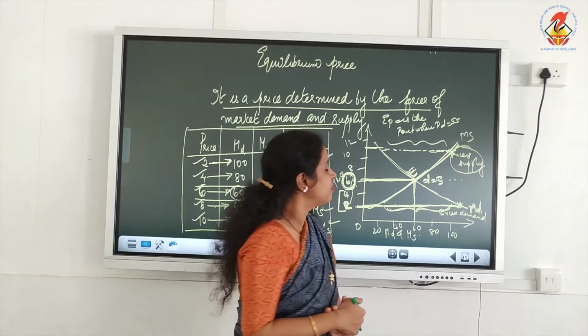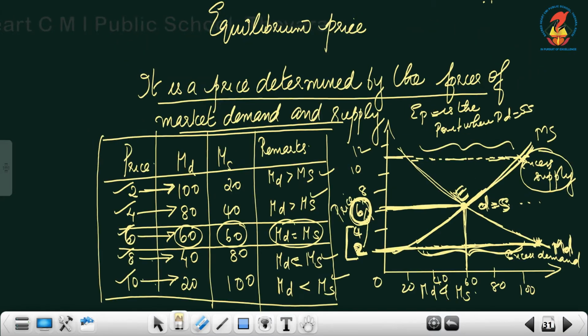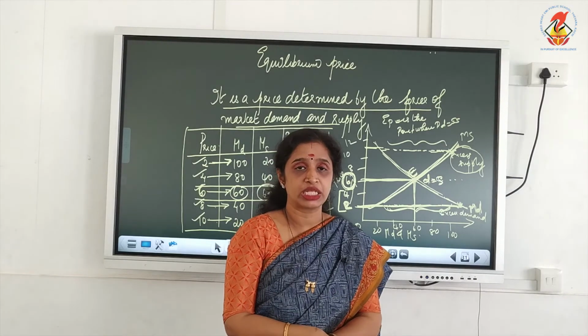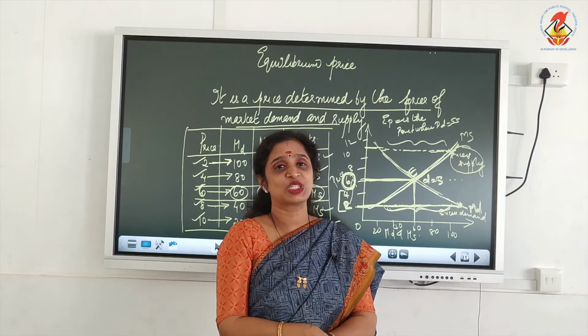Okay. Now, we will move on to the next topic. Suppose there is a shift in the demand and supply. Now, this is a supply curve and this is a demand curve. Now, let us imagine there is a shift in the demand curve and a shift in the supply curve. Now, when does a shift in the demand curve and supply curve take place?